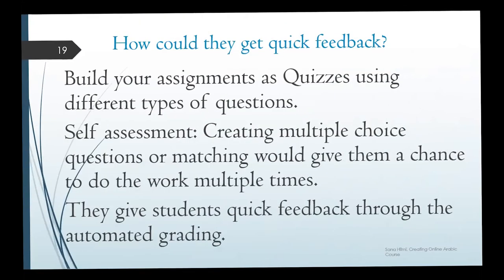So the best way to do the feedback quickly is really when you build your assignment on quizzes. Okay. And so self-assessment would be, for example, you do matching or true or false, or choose the correct answer. I'm not saying you do all the assignments like that, but I usually do an assignment just like this. It would be automatically graded and they can do it multiple times. They like it. They also learn from it. And it's like a guessing game.